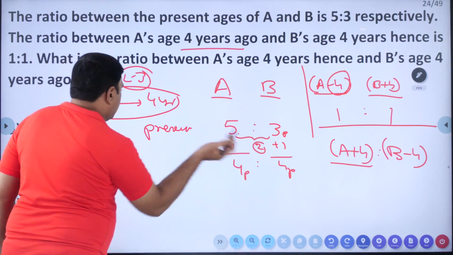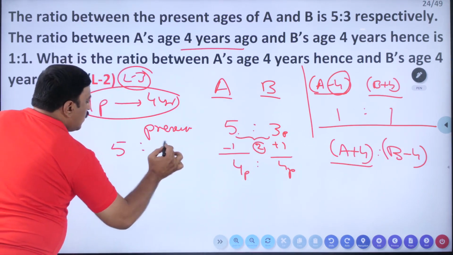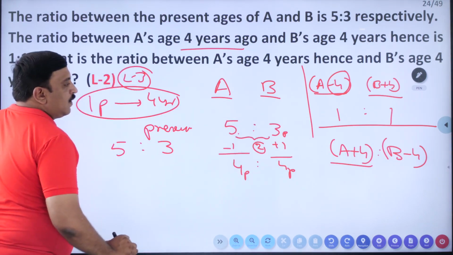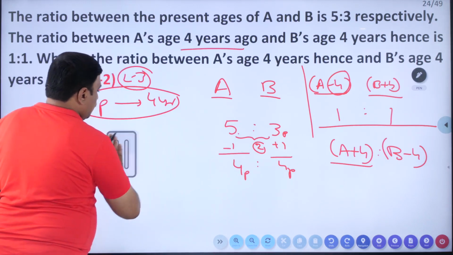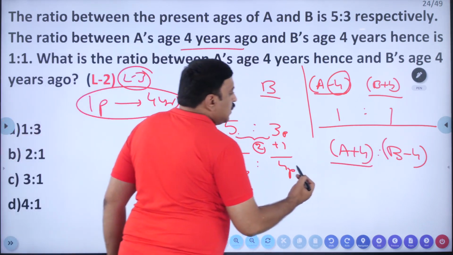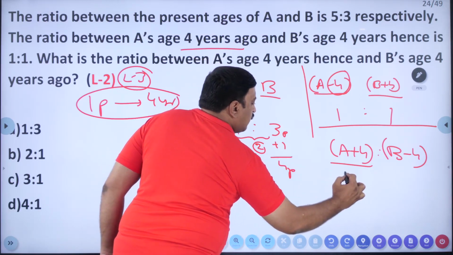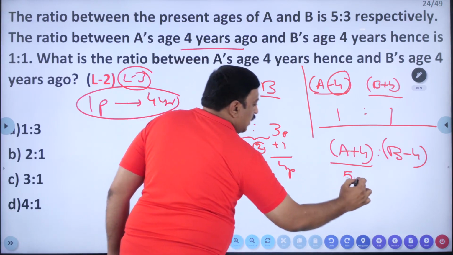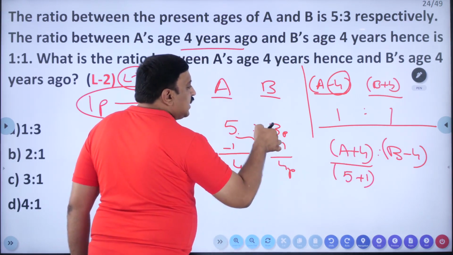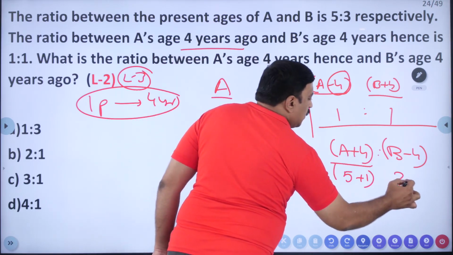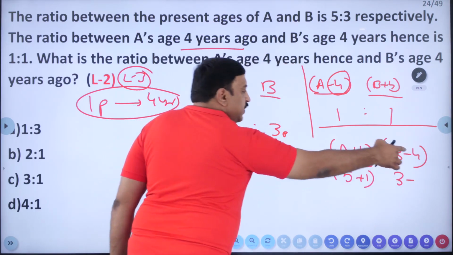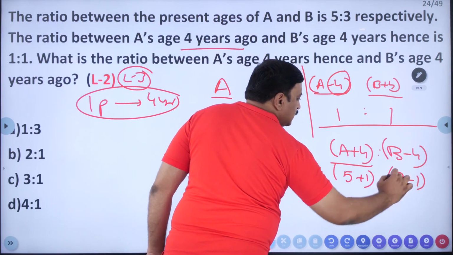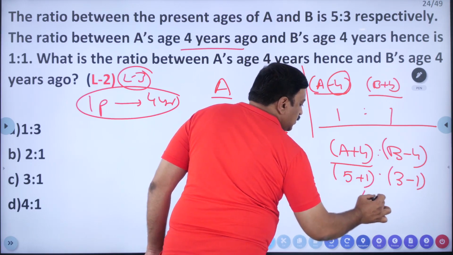Got this one, understood? No? So, I will make this one from present. A plus 4, B minus 4. The present is already there, so I will make this one 5. Now, I need 4 years, which means plus 1. And B is 3 minus 4; 4 years means 1 part. So 5 plus 1, 3 minus 1. The ratio is 6 is to 2.